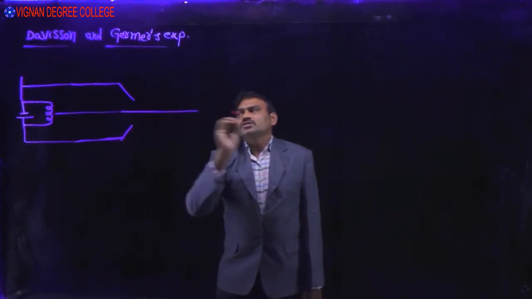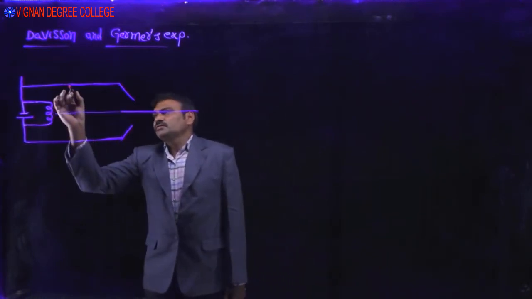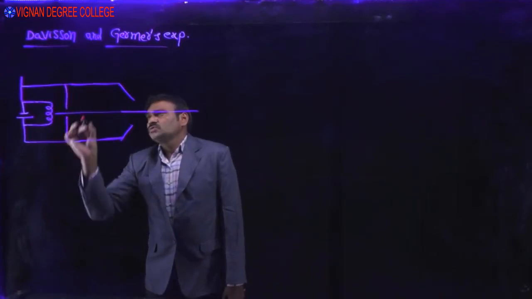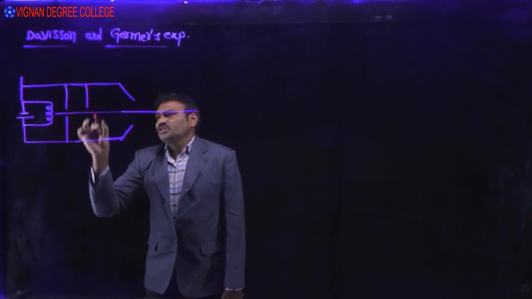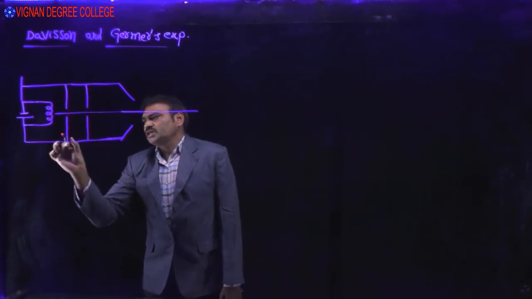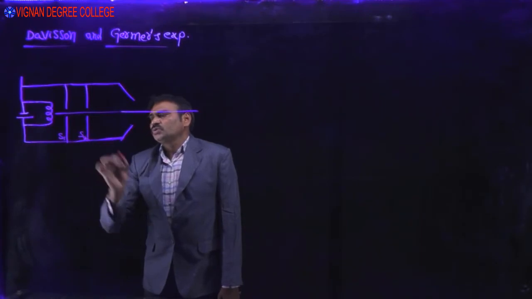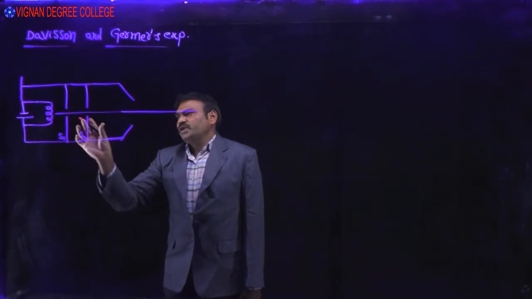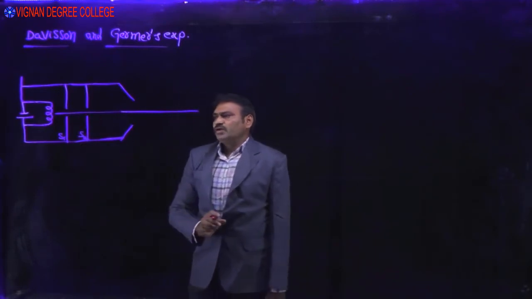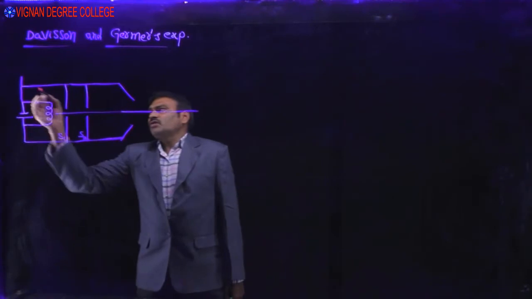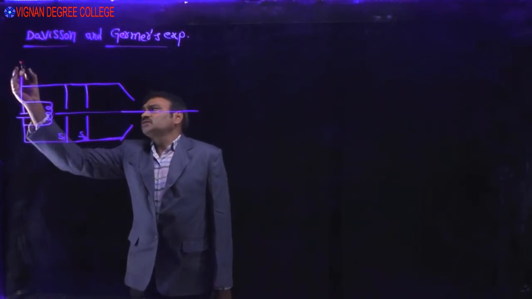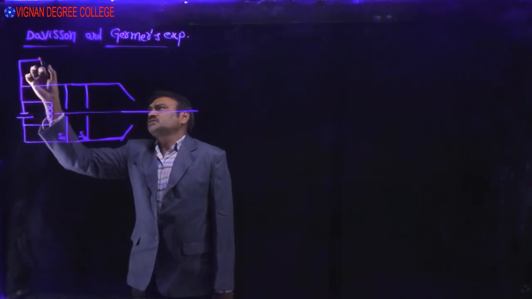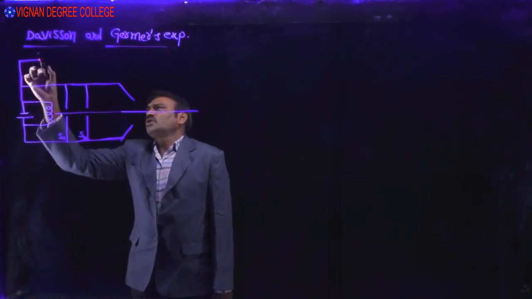The emitted electrons are collimated by using slits. Here, two slits, S1 and S2, are placed. The electron beam is made into a narrow beam, a fine pencil of electron beam. The beam of electrons is accelerated by giving a suitable voltage.